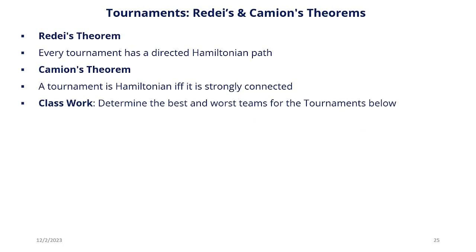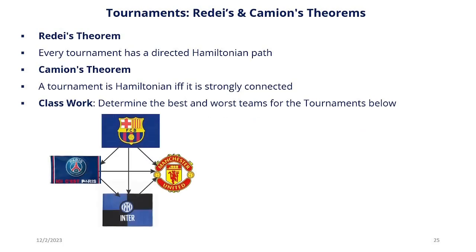Now let's determine the best and worst teams of the tournaments shown below. So if we look at the UEFA Champions League, this is Barcelona Football Club, this is Paris Saint-Germain, this is Inter Milan, and this is Manchester United. You can use the graph to determine which of the teams are winning and which of the teams are losing.